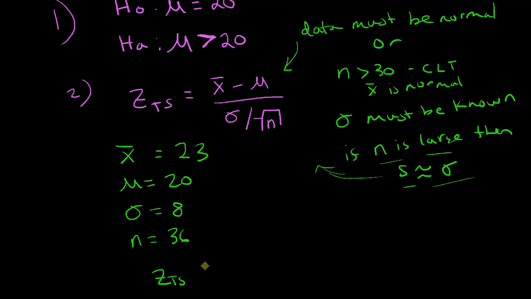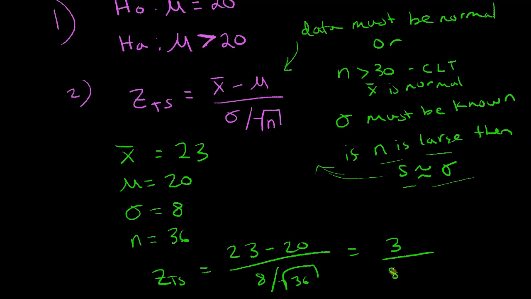So our test statistic is x bar, 23, minus 20, divided by 8 over the square root of 36. So that's 3 divided by 8 over 6. That equals 2.25.